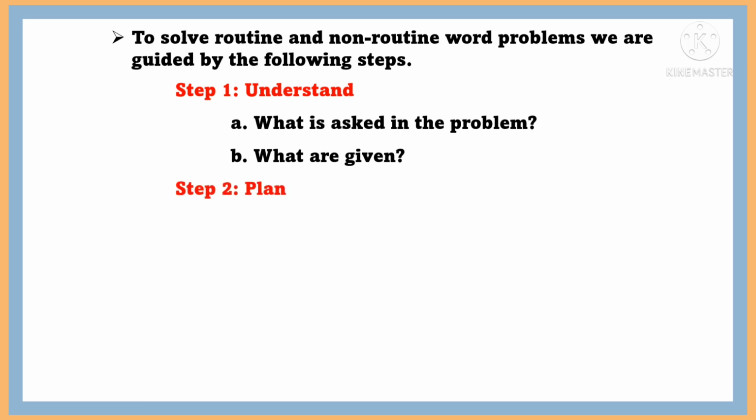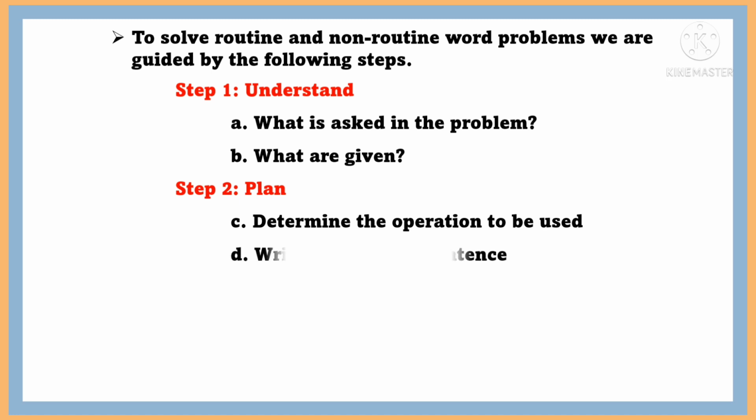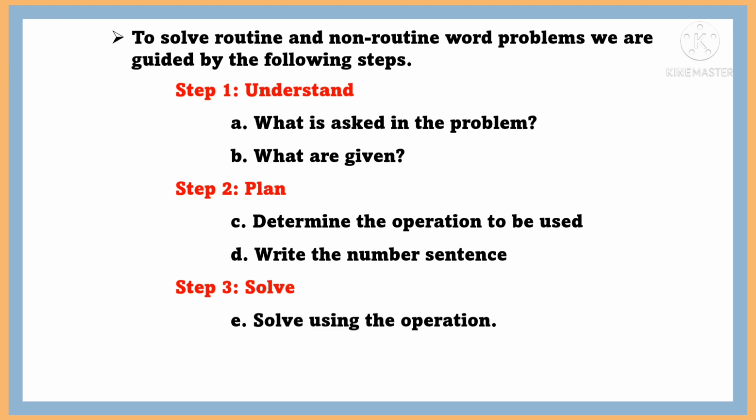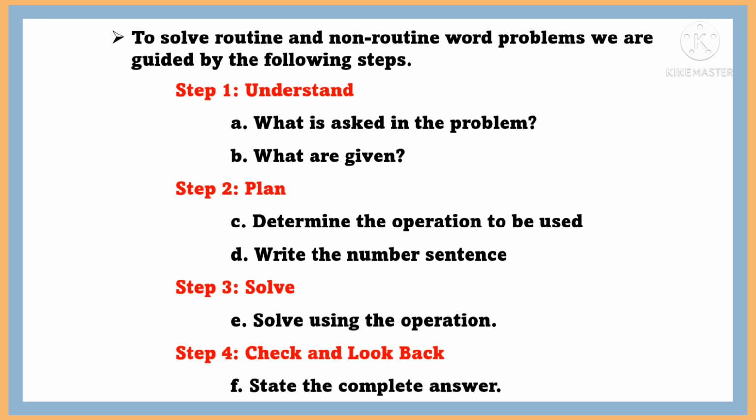Step 2 is plan. So you have to determine the operation to be used and write the number sentence. Step 3 is solve. So you are going to solve using the operation. And step 4 is to check and look back. After you solve the problem, you need to check the answer if it is correct and write your answer in complete sentence.